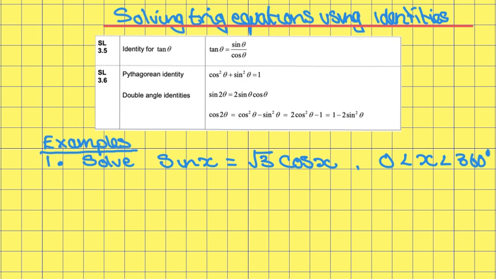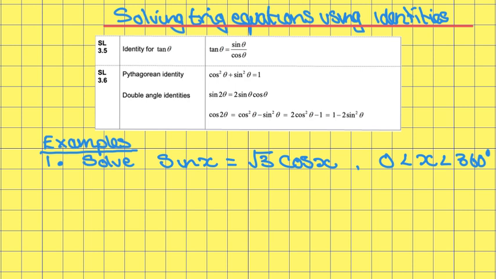So question 1, solve sin x equals root 3 cos x, where the domain for x is between 0 and 360 degrees. So we have both sin and cos. We could use cos squared plus sin squared equals 1 by squaring both sides, but that could get tricky. But instead, I'm going to use the identity that tan theta equals sin theta over cos theta.